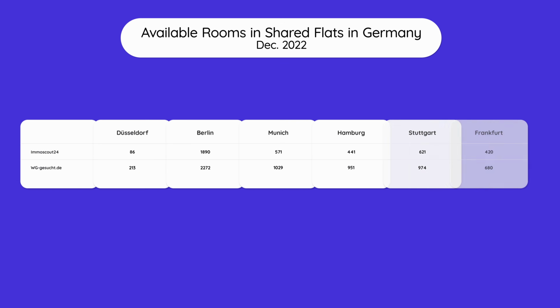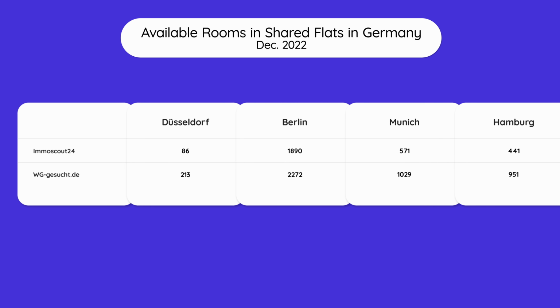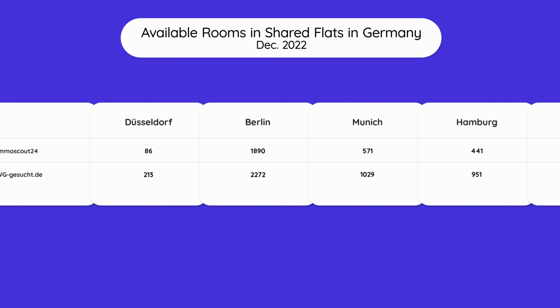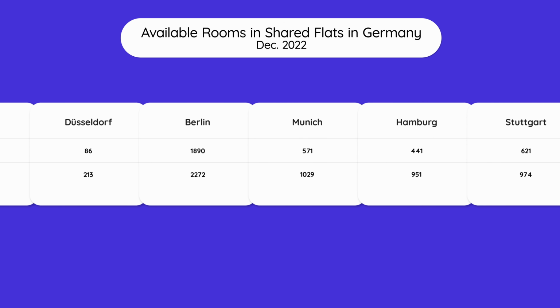And here are the results. Throughout this video, we will focus on numbers in the 6 most popular cities for internationals in Germany. And we can see that on average, not everywhere, but roughly, WG-Gesucht shows double the amount of shared rooms available than, for example, Immobilien Scout.